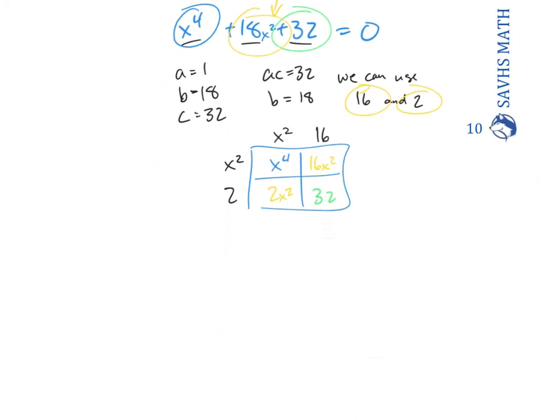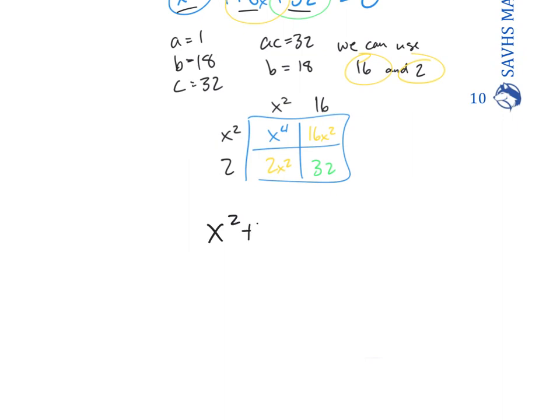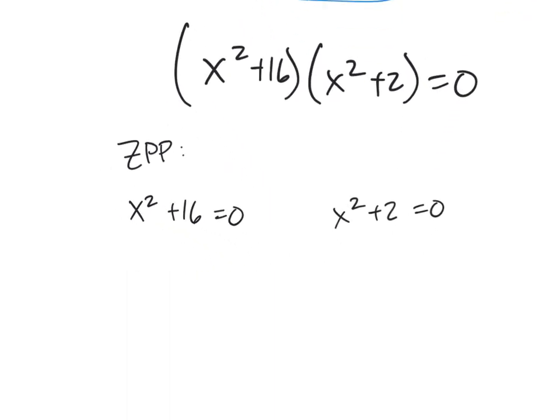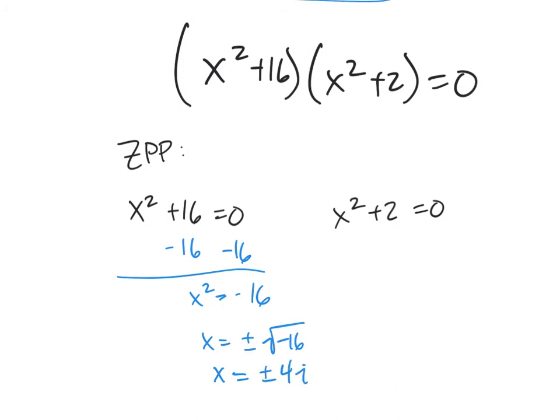Okay, so then we could go, well, I can rewrite this as x squared plus 16 times x squared plus 2 equals 0. Then I can use the zero product property and solve. So x squared plus 16 equals 0, x squared plus 2 equals 0. Now you're thinking like, wait, I'm going to get all these complex numbers. That's okay. There's some i's there. There's 2 answers there.